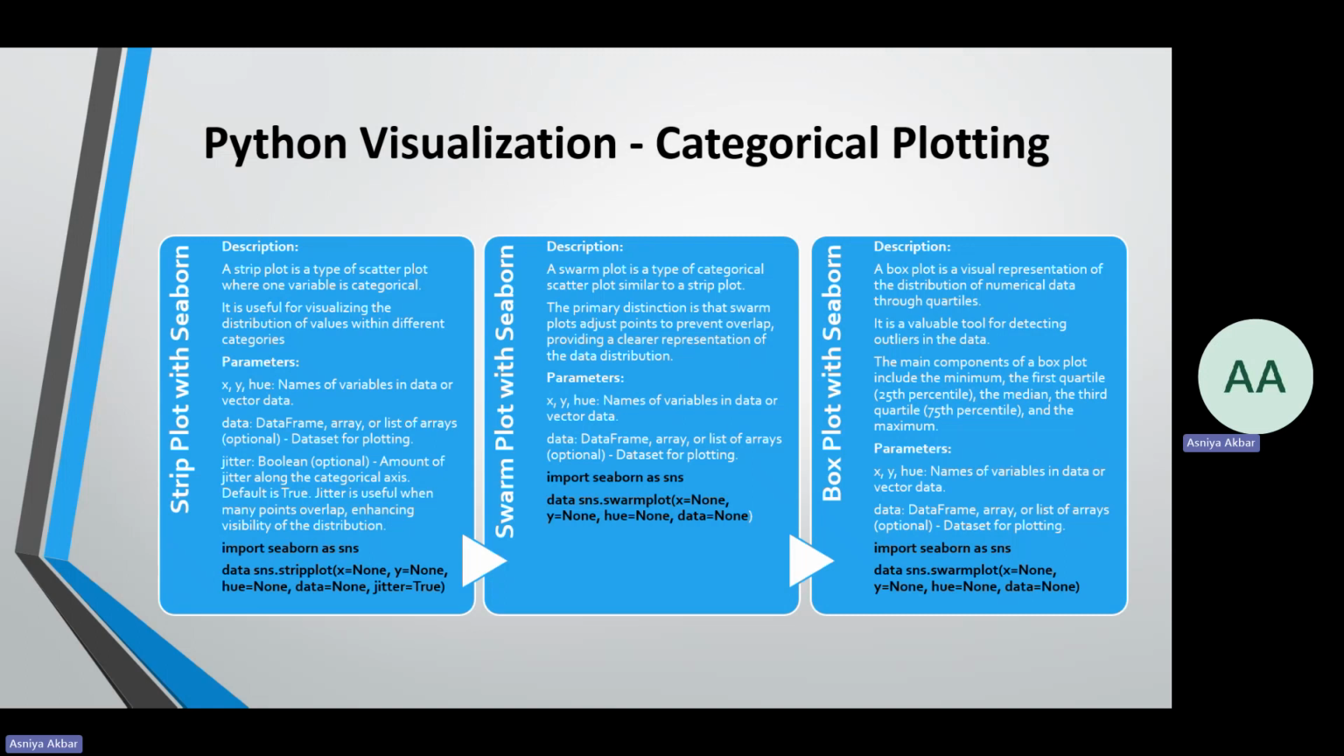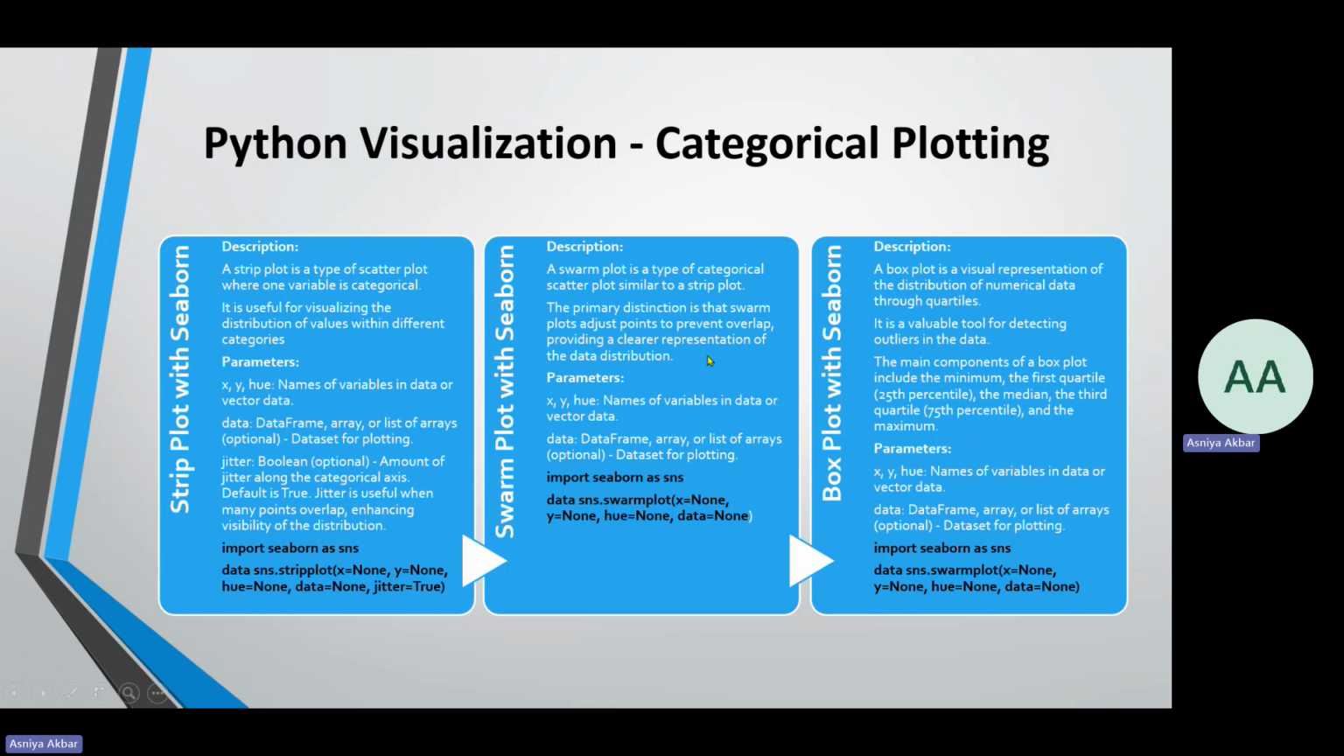Data is the data frame, array, or even a list of arrays, the data set for plotting that can be used. And jitter is, again, a Boolean value. So jitter is useful when there are many points and you want to avoid overlapping in your plot.